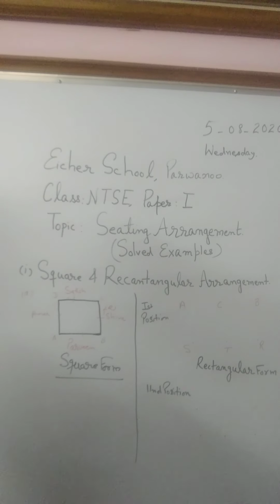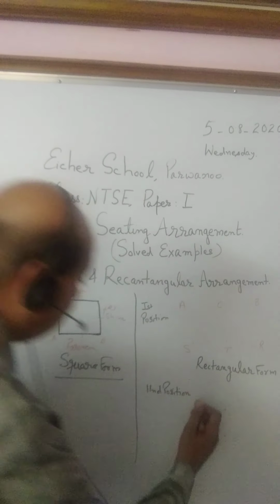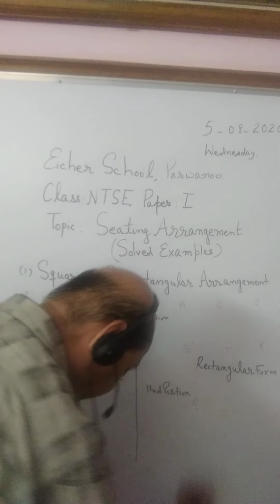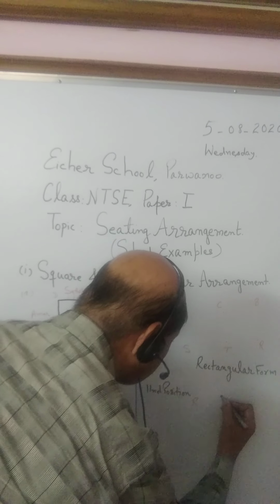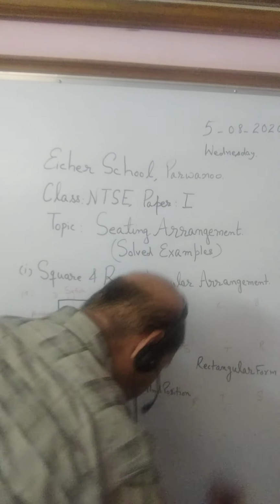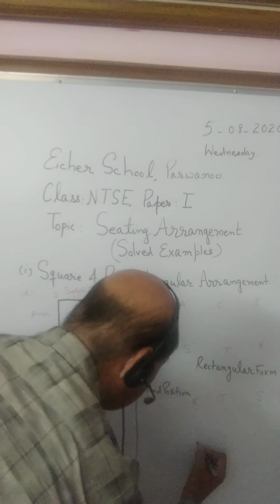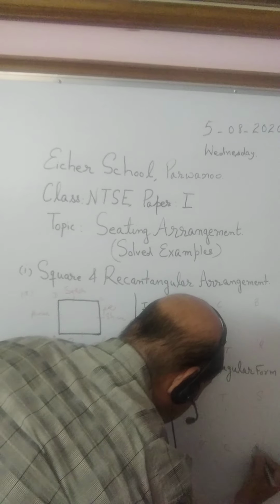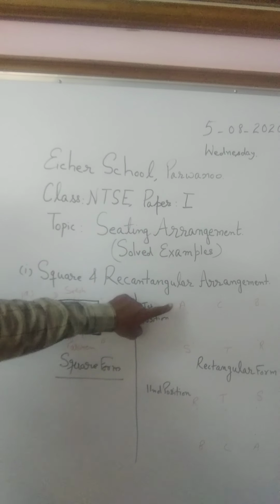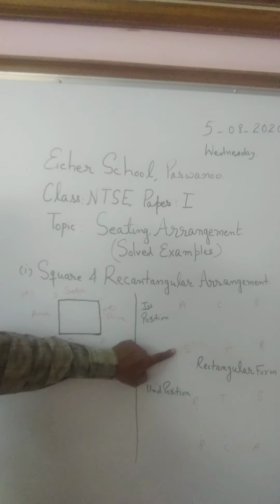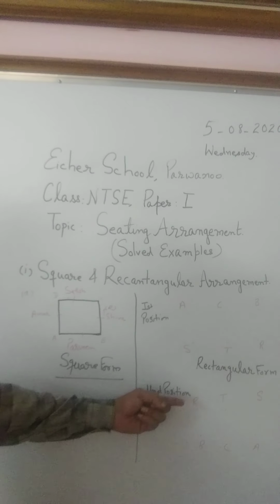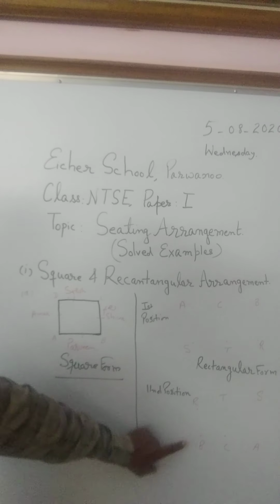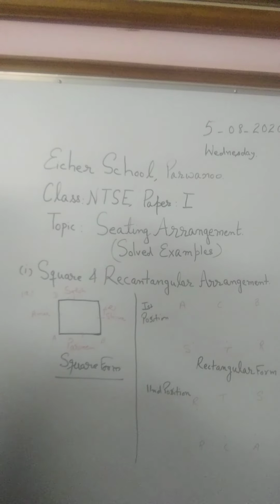Now this example can be further changed in this way: when the girls are up, R, T, S and B, C, A. It is the same thing. What I have done is, I have written boys up, girls down in the first position. In the second position, I have written girls up, boys down, but the basic pattern remains the same.